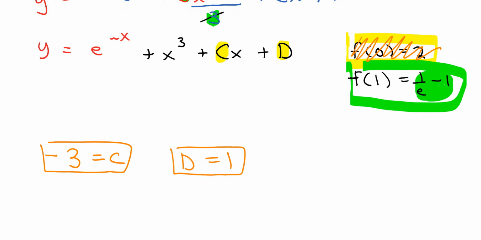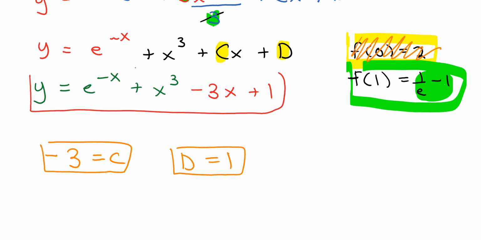Okay, so if I just erase all this now, let's go ahead and write out our final answer here. I have y equals e to the negative x plus x to the power 3 plus c. C was negative 3, so I can write that as negative 3x plus 1. And that right there is going to be my final answer once I've inserted everything back into the original problem. All right, so that concludes this video homework guide.